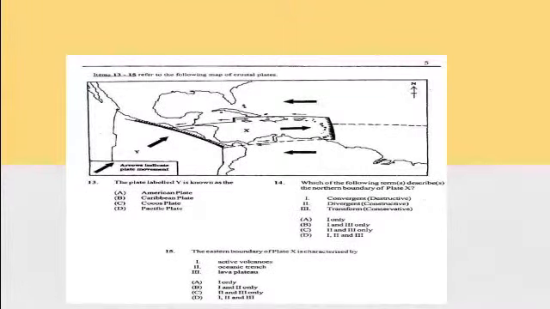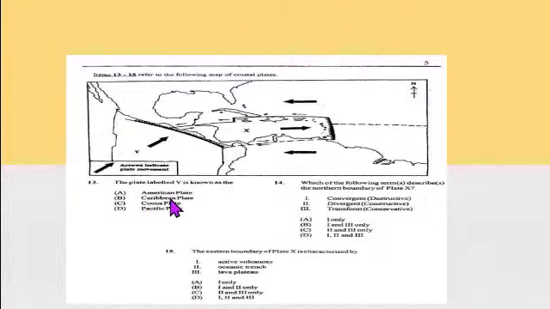Items 13 to 15 refer to the following map of crustal plates. 13, the plate labeled Y is known as. Do we know this plate? Well, if you can't remember them, just find your own island in here and you will know that your own island is on the Caribbean plate. Once you figure out where the Caribbean is, then it is easier for you to figure out everything else that is around the Caribbean. So we know that at X here, that would have been the Caribbean plate.